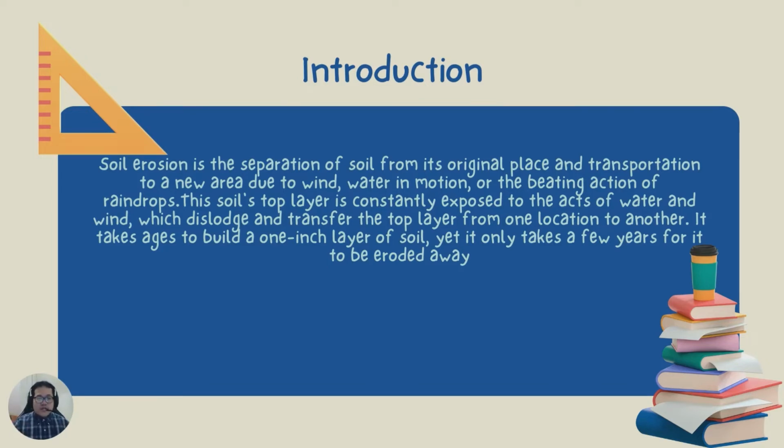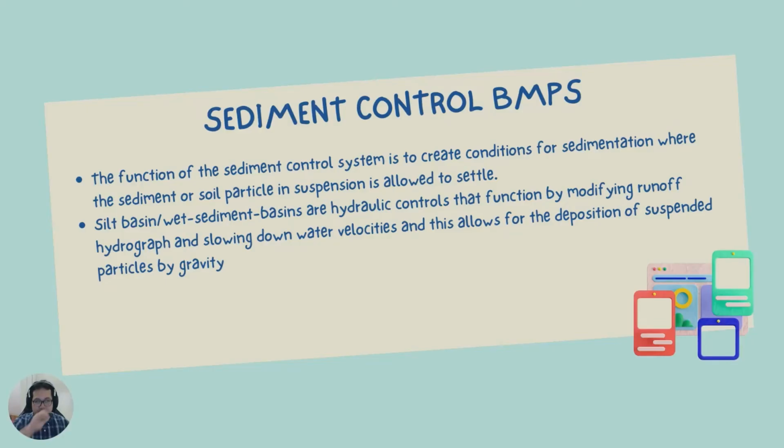So basically, the movement of the soil from its origin. Now the sediment control BMPs. The function of the sediment control system is to create conditions for sedimentation, where the sediment or soil particles in suspension are allowed to settle. Silt basins or wet sediment basins are hydraulic controls that function by modifying the runoff hydrograph and slowing down water velocities, and this allows for the deposition of suspended particles by gravity.